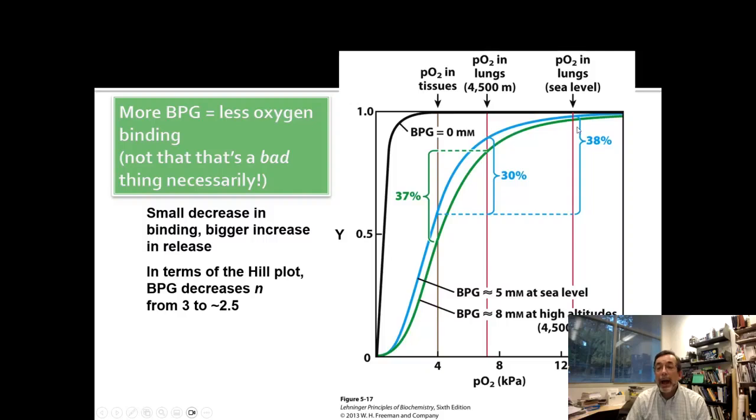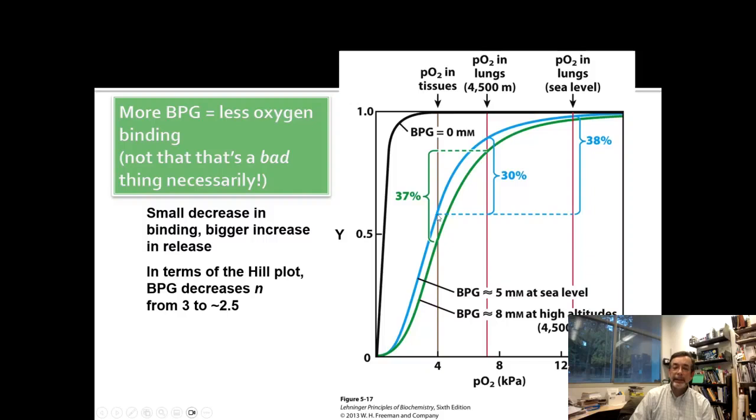Let's say that you're on the blue line, you're at sea level, you have 5 millimolar BPG, and you're at 13 partial pressure oxygen. You're in the lungs and you're right here, 0.95 or whatever it is.